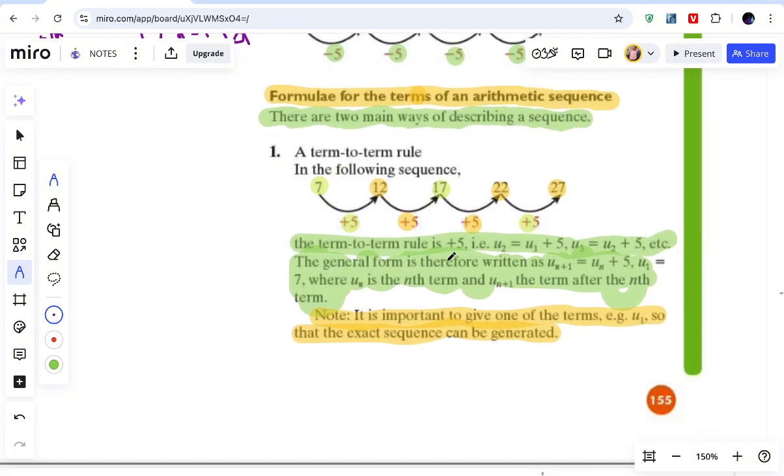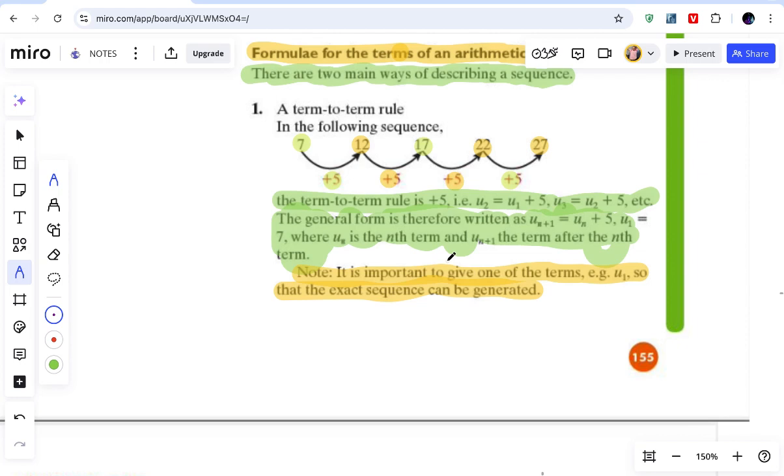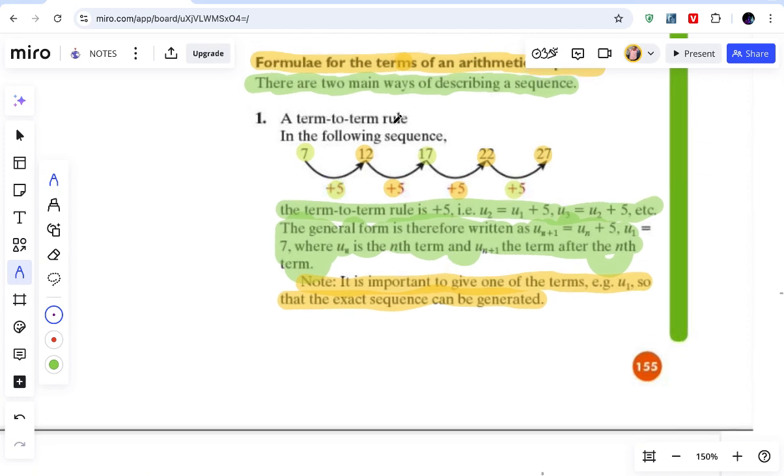Okay, now let's move ahead quickly. Let's take a look at the term to term rule. Look at this sequence. We have 7, 12, 17, 22. If you look at the sequence, the common difference is plus 5. So the term to term rule is plus 5.